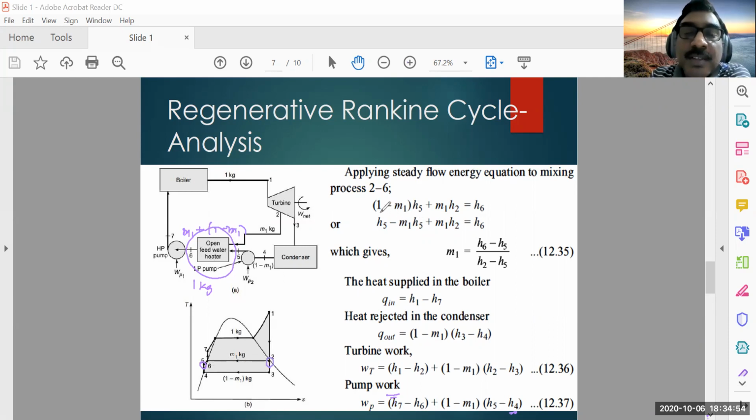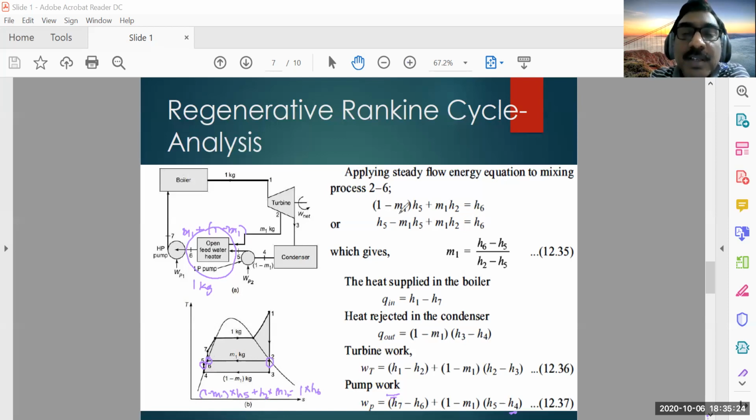So here, both the enthalpies must be equal to the enthalpy at 6. So (1 minus m1) multiplied by H5 plus H2 into m1 is equal to 1. Here it is becoming 1 into H6. So this is the equation.